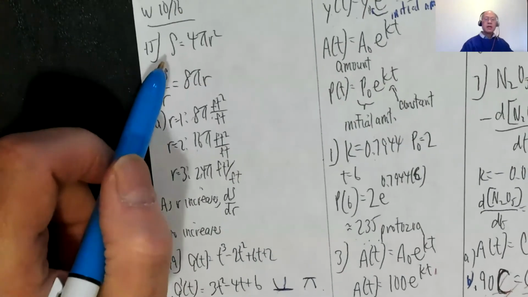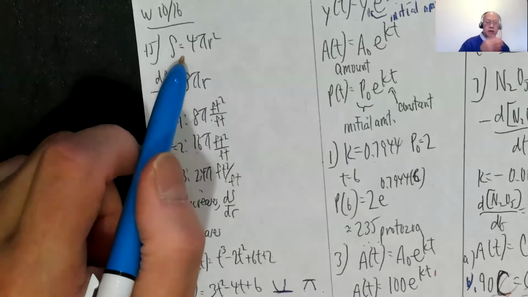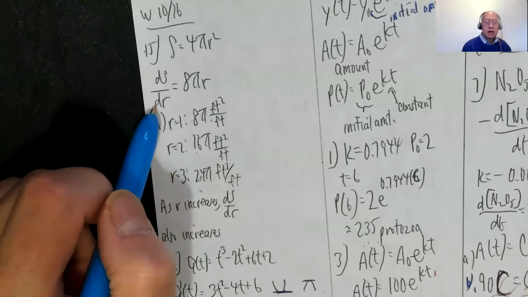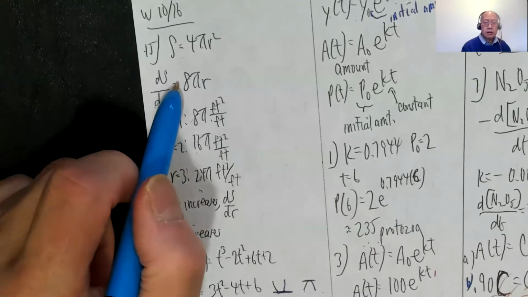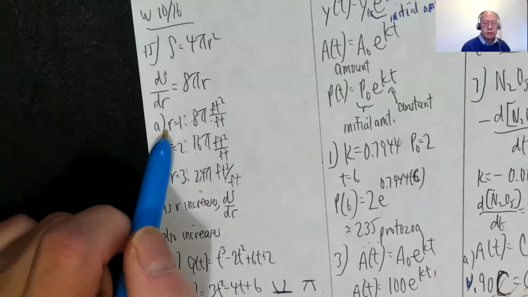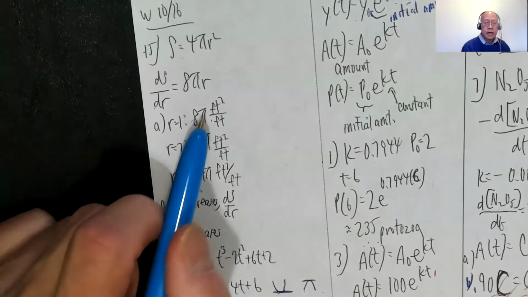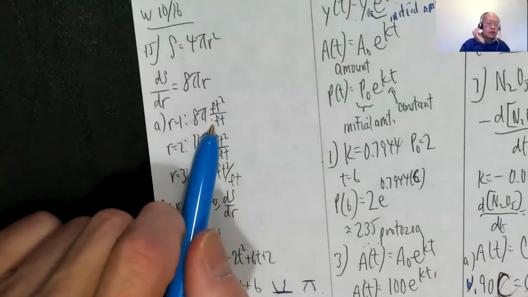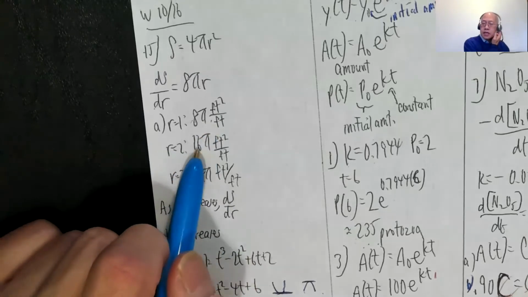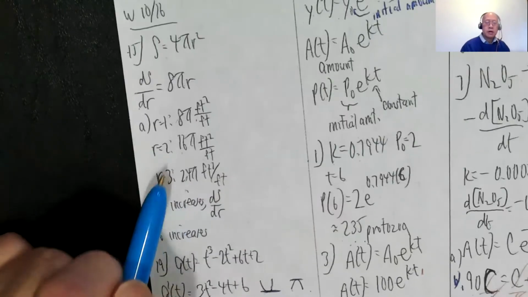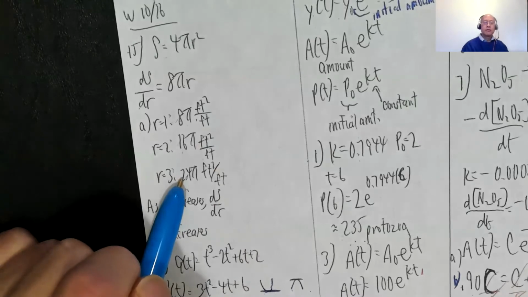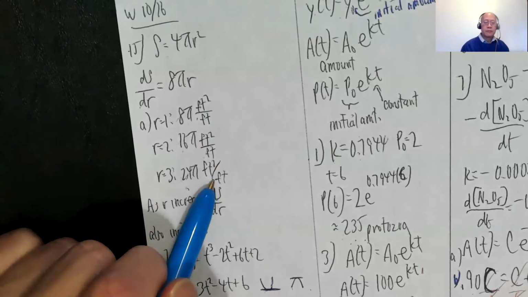Problem 15, surface area is 4 pi r squared. dS/dr, the rate of change of surface area, is 8 pi r. So they ask you to plug in 1, 2, and 3. Plug in 1: 8 pi square feet per foot. Plug in 2: 16 pi square feet per foot. R equals 3: 24 pi square feet per foot.